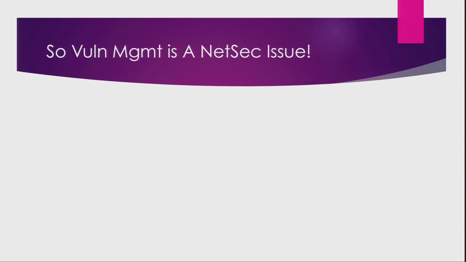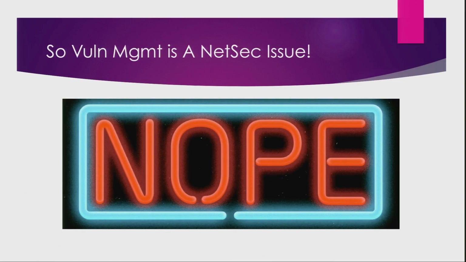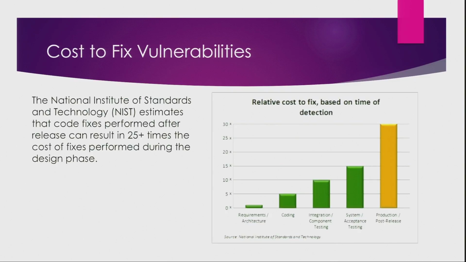So vuln management sounds like a network security issue, but vuln management starts long before you ship software to your network admins. The National Institute of Standards and Technology estimates that fixing something after release can cost up to 25% more than if you fix it before you release the product. Fixing code in the design phase is great, but you haven't written any code yet. So we're going to talk a little bit about the development process in a minute, but this is just some data on why it's better not to punt those fixes to post-release from a financial perspective.